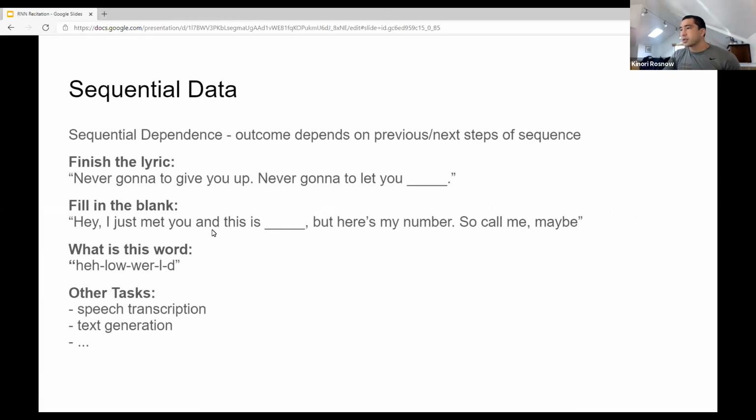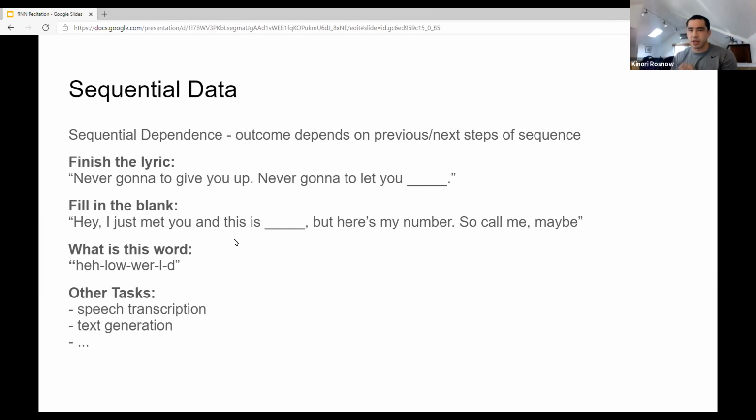So RNNs work with sequential data, similar to convolutional nets, where they might scan through data. However, the difference is that they take into account the sequential dependence of the data. Sequential dependence is when the outcome or the label or whatever you're modeling depends on previous or next steps, adjacent or further along.